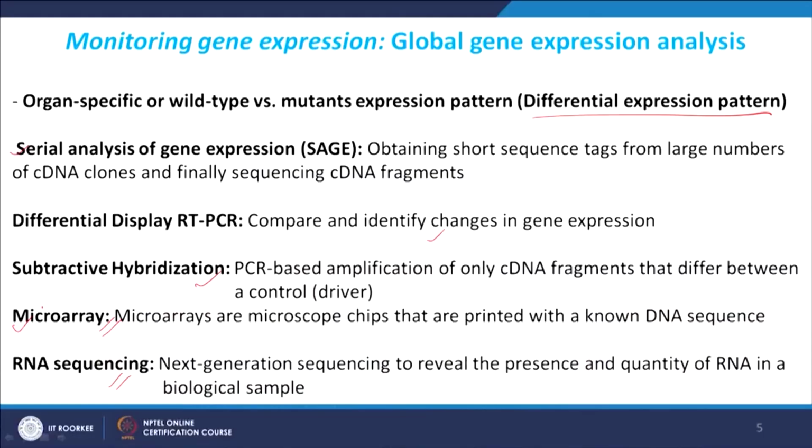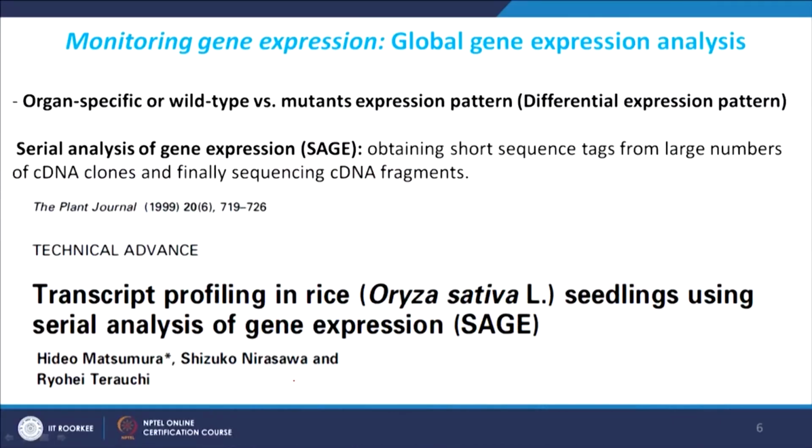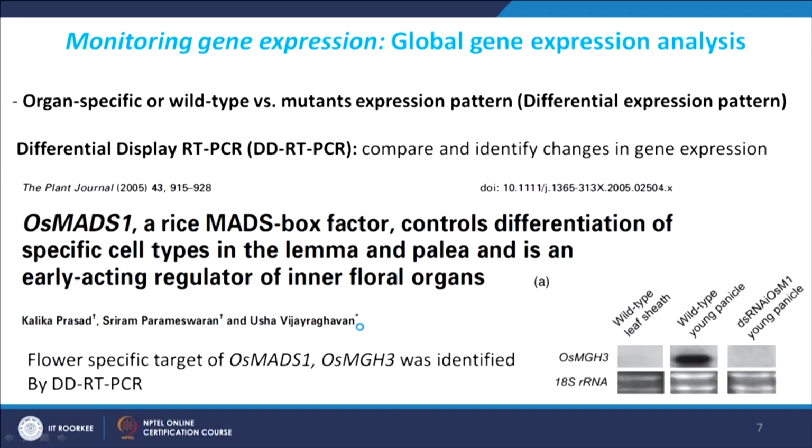So, these are the different methods which are being used to study the differential expression pattern in different conditions or different developmental processes. Before going to microarray and RNA sequencing in detail, I would give some typical examples of the different technologies which were used. For example, in this research, transcript profiling was done in rice seedling using SAGE as a method, and people have identified the differential expression here.